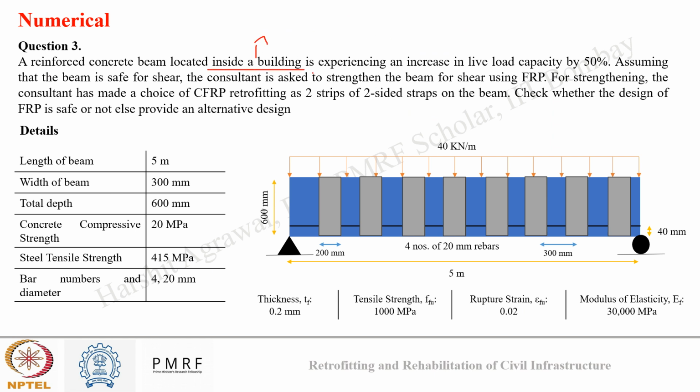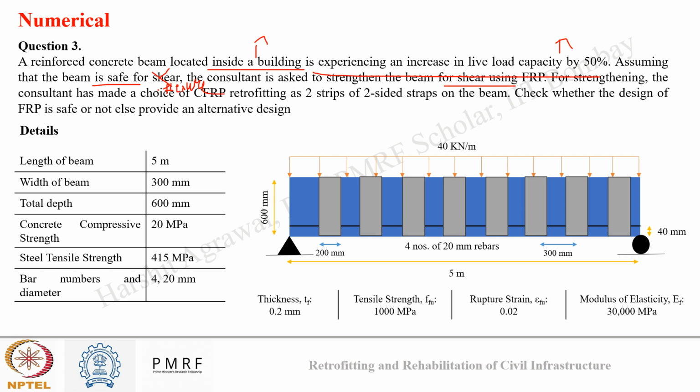It is experiencing an increase in live load capacity by 50%. Assuming that the beam is safe for flexure. Now, in this question, the beam is safe for flexure. The consultant is asked to strengthen the beam for shear using FRP.